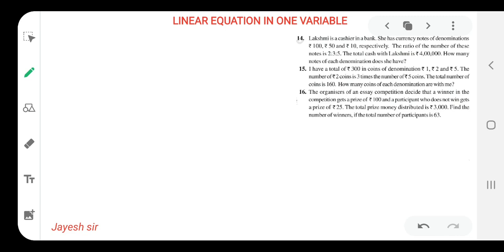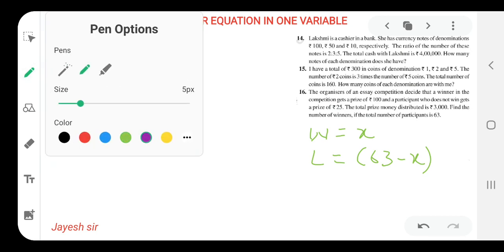Let us assume that x is the number of winners who have won the competition. So the remaining would have lost the competition. If x persons have won, the losers would be the total number minus the winners. That means 63 minus x would be the losers. I hope till this point you all are able to follow. Now what is to be found, friends?